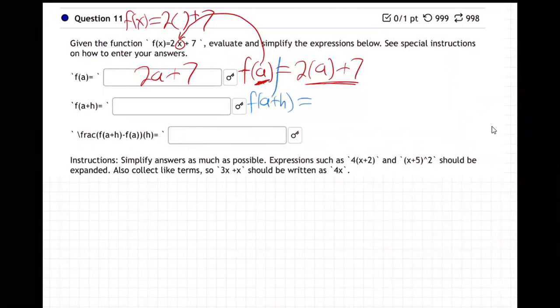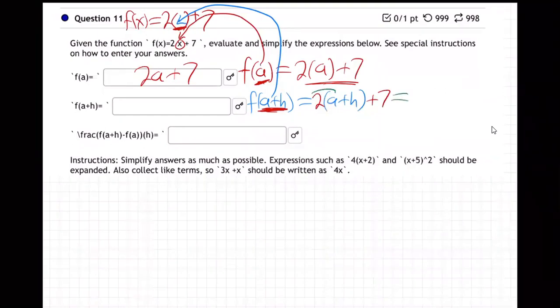So this time, we're supposed to plug the whole a plus h into the parentheses. So that's going to become 2 parenthesis a plus h plus 7. Do you see what happened there? And then I'm going to work that out. I'm not done yet, but there's my first most important step. I plugged the whole a plus h into the blank where the x was. That's the deal. Whatever's in the parentheses, you plug it in to where the x was, the blank. And then you work it out.